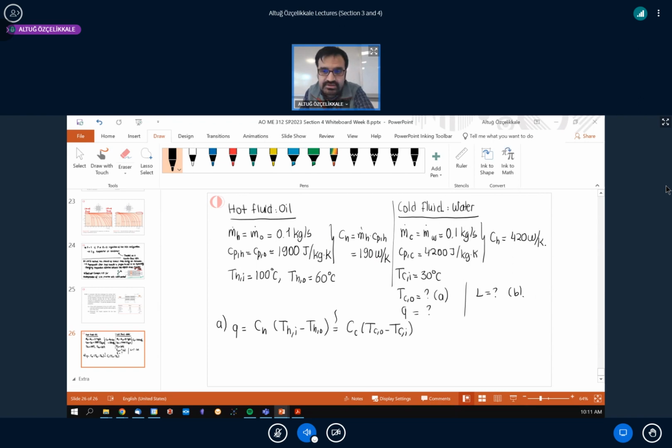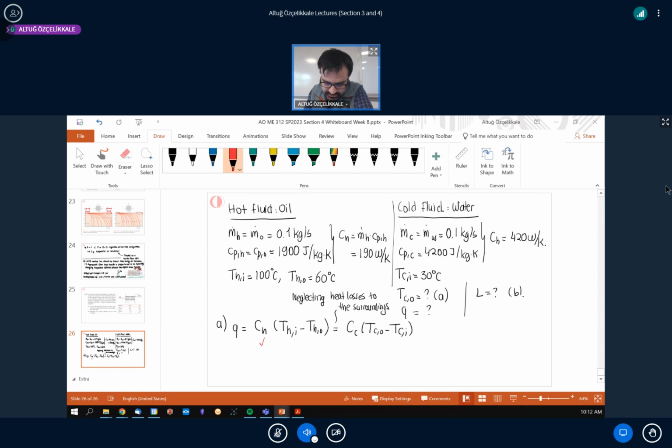What are we assuming here with this equality? All the heat from the hot fluid is actually being transferred to the cold fluid. There are no losses to the surroundings. That's generally what is designed in a heat exchanger. That's why probably the outer surface is insulated. Okay.